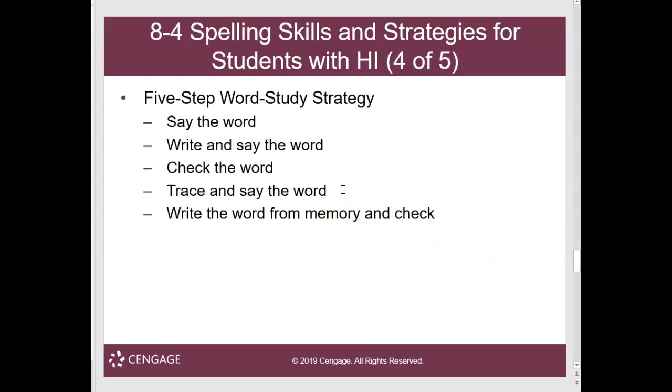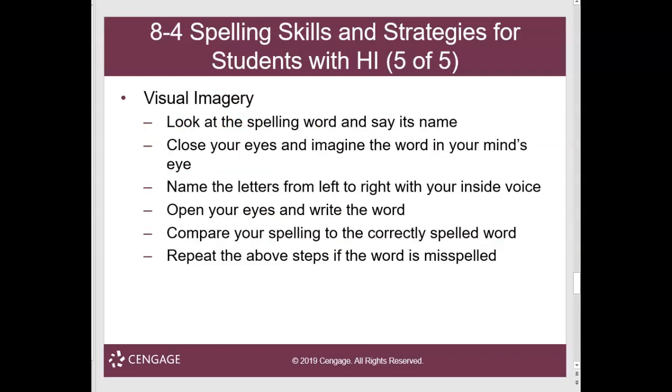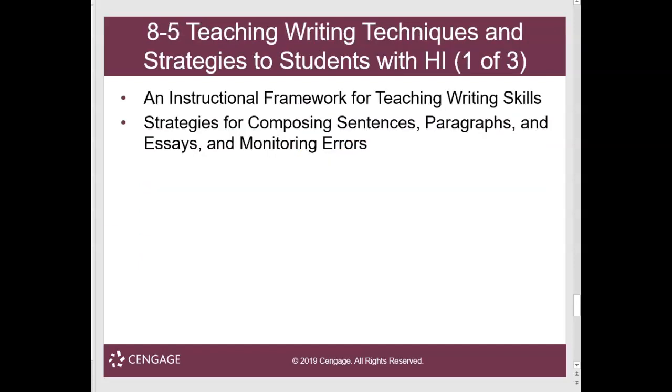Use a highlighter. That's what one of my student teachers just did. It was a kindergarten class, and they were practicing writing the number 8. So she allowed them to use a highlighter. And then also write the word from memory and check. So there's your 5-step word study strategy. Okay, visual imagery. Again, we kind of talked about this. Look at the spelling. So I was a little bit wrong. Close your eyes and imagine the word in your mind's eye. Name the letters from left to right with your inside voice, very clear and explicit, right? So not necessarily thinking of pictures or images, but thinking of images of the word, okay, and what it might look like.